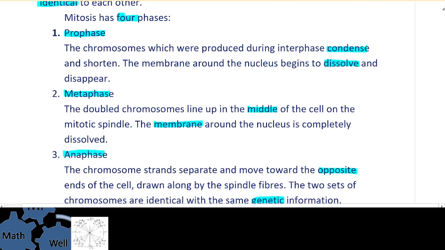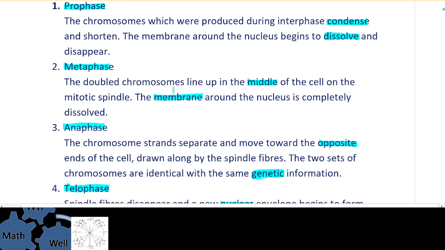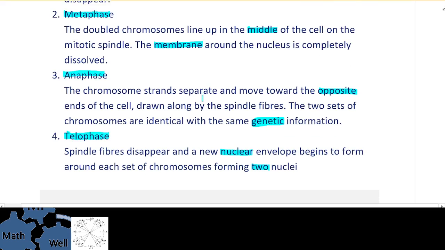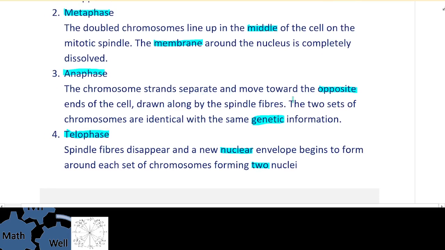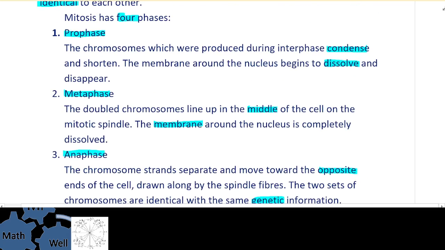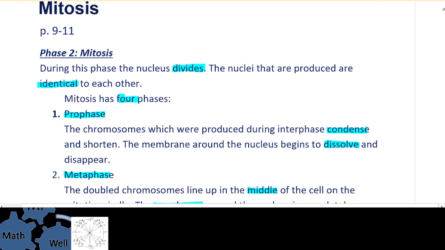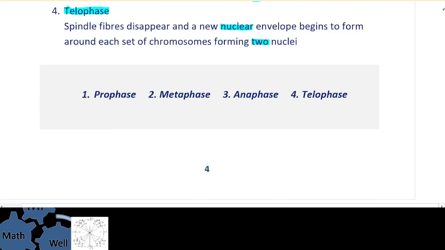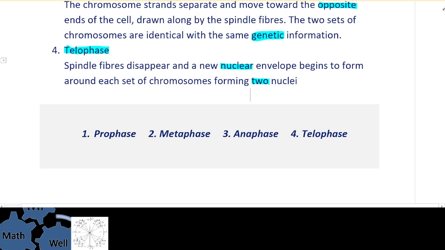So just to review these 4 phases: prophase, metaphase, anaphase, and telophase. Prophase, the chromosomes condense and the membrane around the nucleus begins to dissolve. Metaphase, they line up in the middle. Anaphase, then they're pulled to the opposite sides of the cell. And telophase, a new nuclear envelope surrounds both sets of chromosomes. We're going to watch a video a little bit later that will review this. So those are the 4 main phases of a process called mitosis, in which nuclei split and duplicate themselves. Those 4 phases you'll have to remember. Any questions?